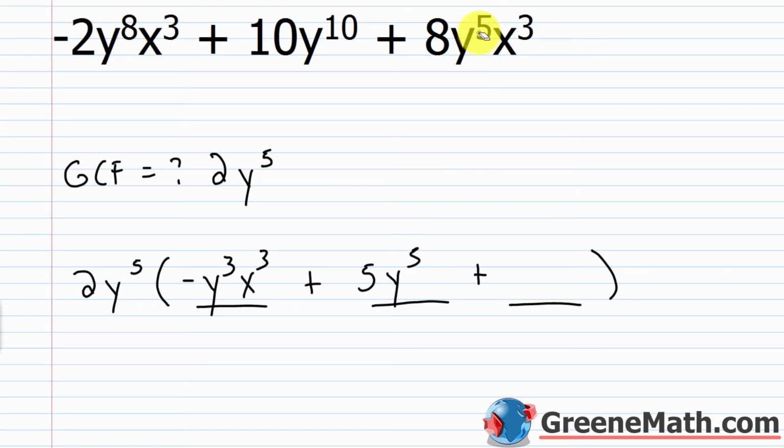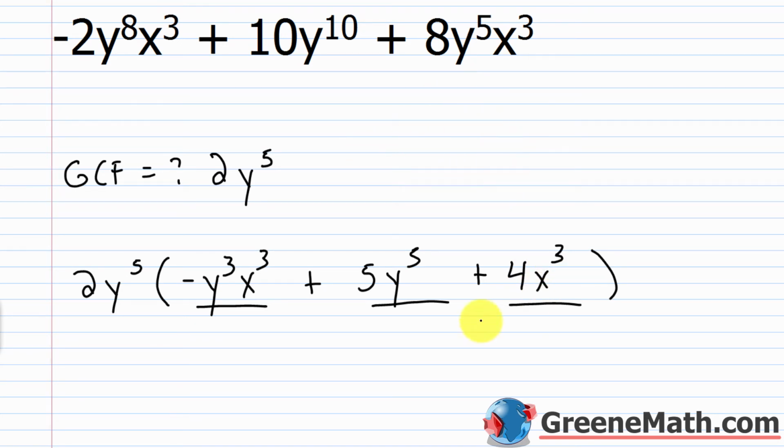All right, for the last term here, we have 8y to the 5th power x cubed over 2y to the 5th power. 8 over 2 is 4. y to the 5th over y to the 5th is 1. So you would get 4x cubed. And so we have our answer here.